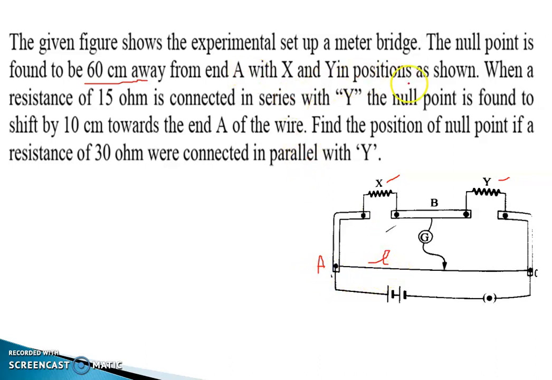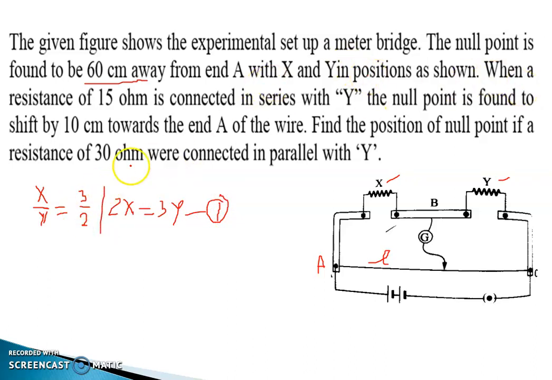Okay, so what do we have to do? First of all, we have to write the equation X by Y is equal to 60 by 40. And 60 by 40 is nothing but 3 by 2. So we can write it as 2X is equal to 3Y after cross multiplication. So this is the first equation.